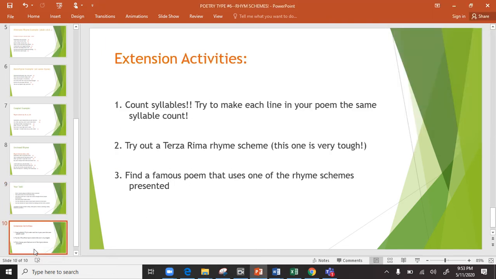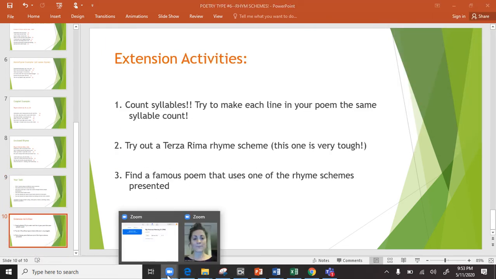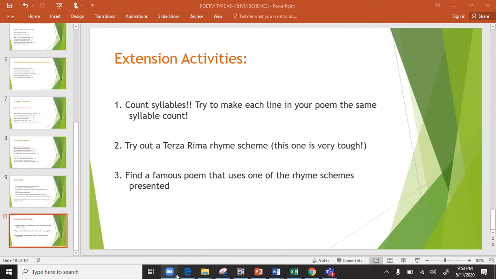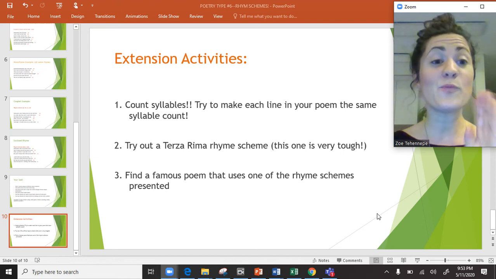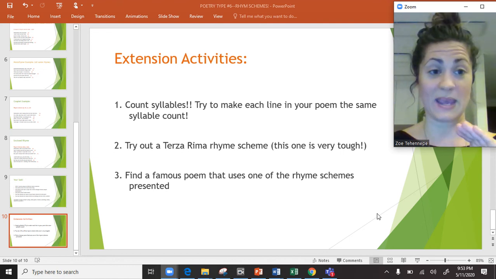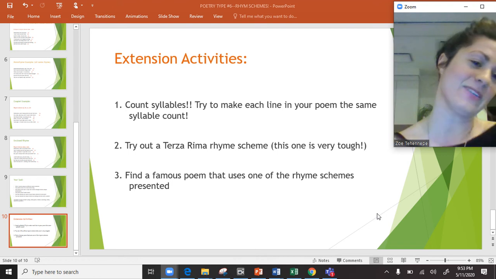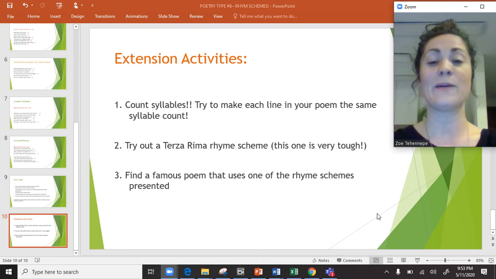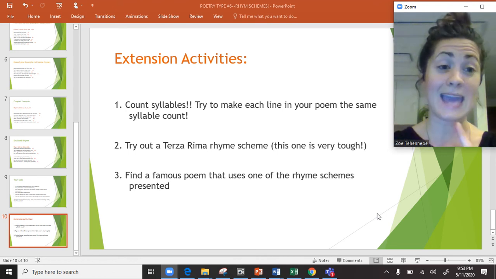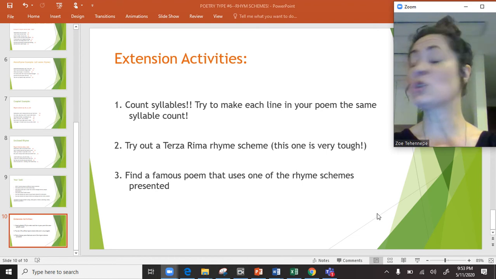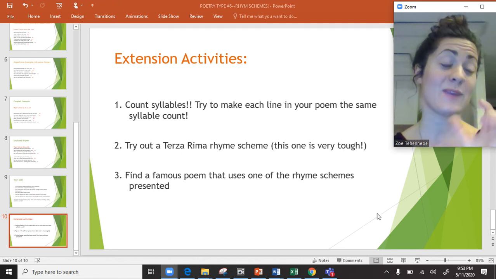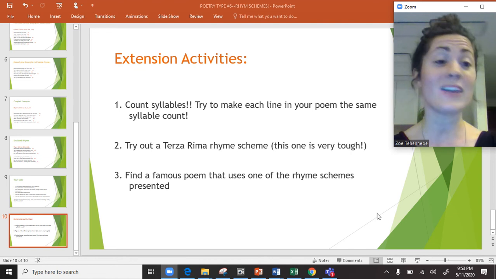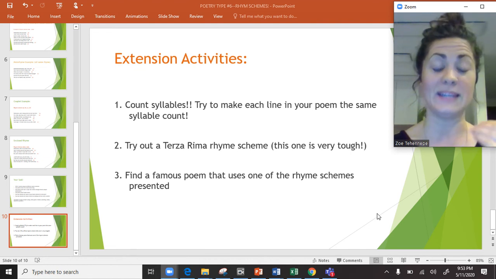Now, if you get finished a little early and you're looking for a bit of an extension activity, here are some ways to really make this tough. But it's not just tough. It's like a fun challenge for you. So the first one is to count syllables. In so many of the famous poems and in so many of the great poets, each line of poetry would have the same number of syllables, even in like a rhyming couplet.